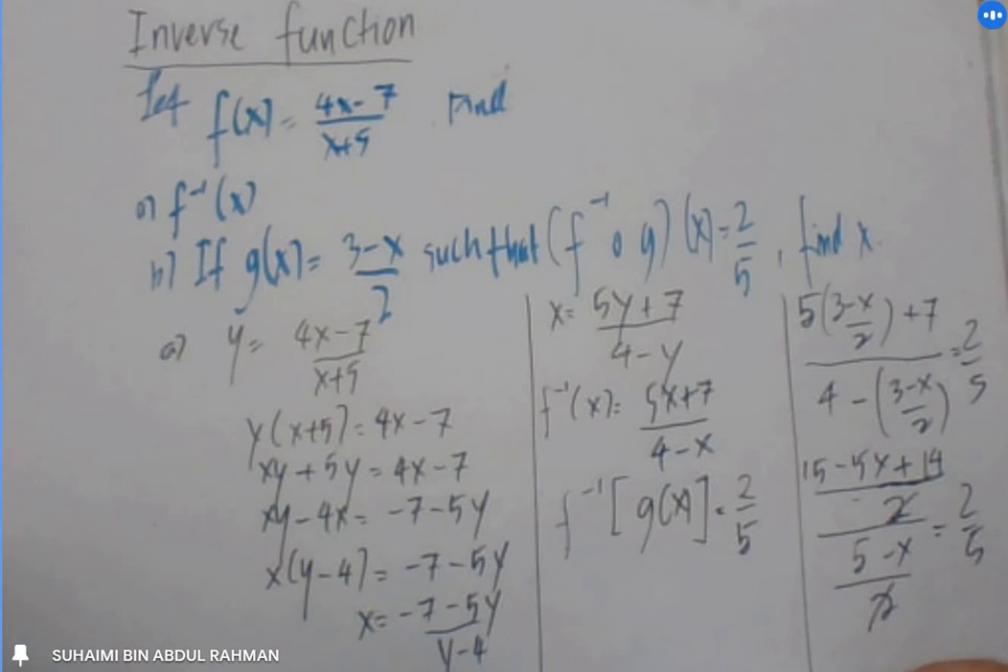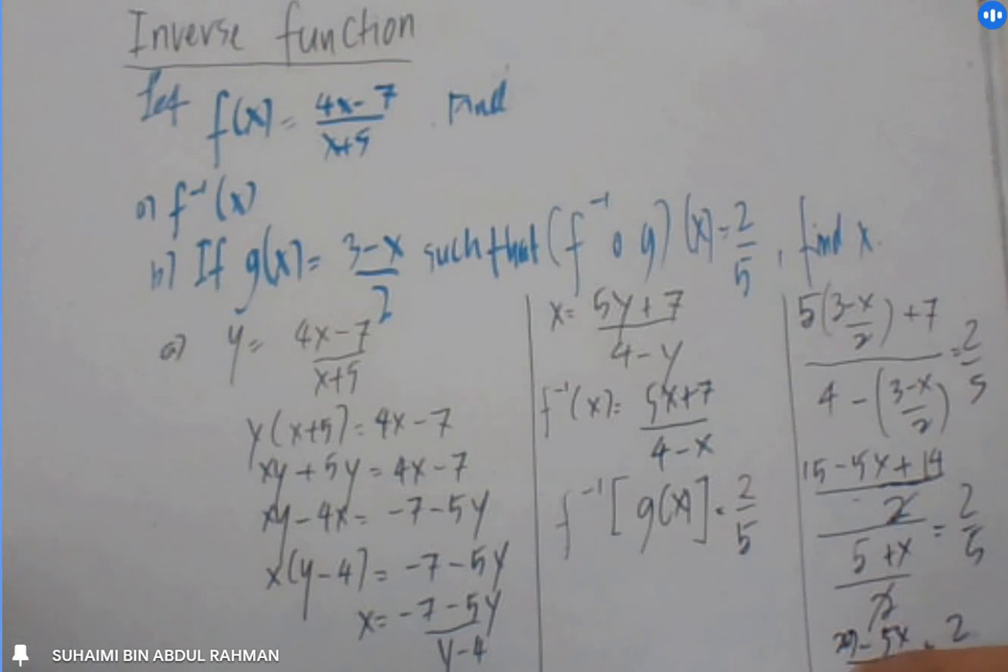So we get 29 minus 5x over 5 plus x, equal to 2 over 5.